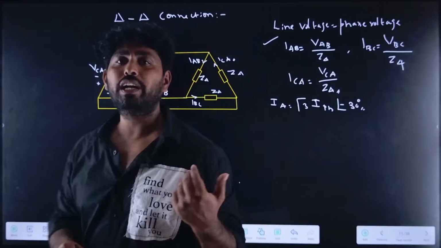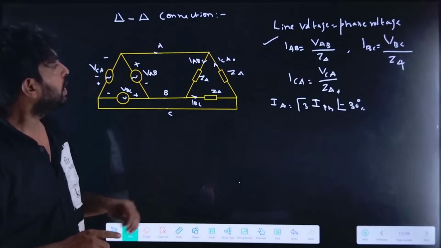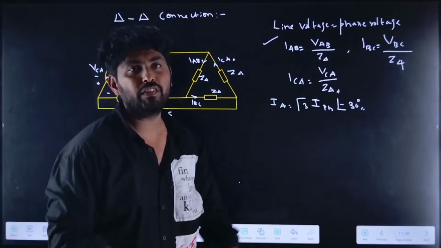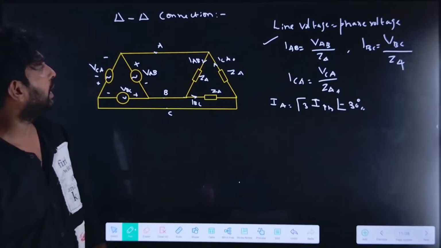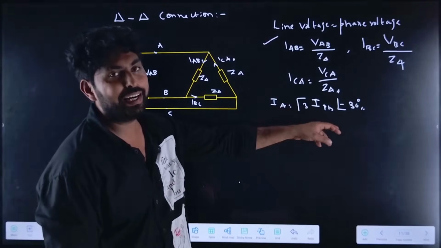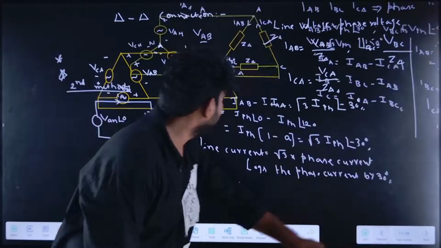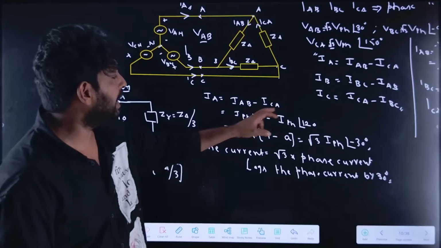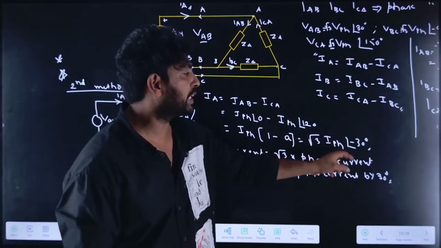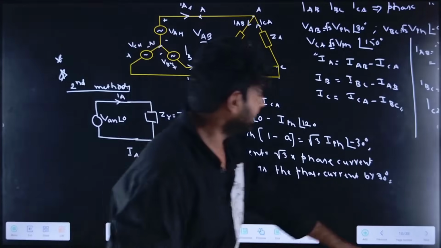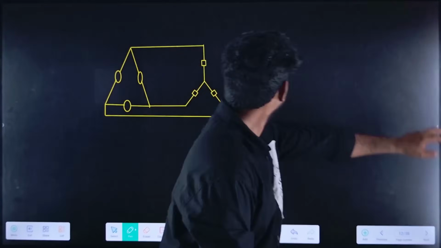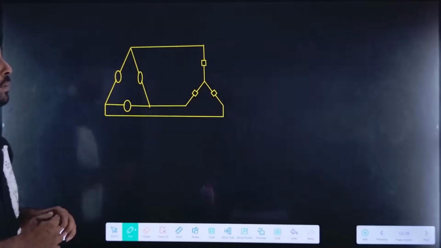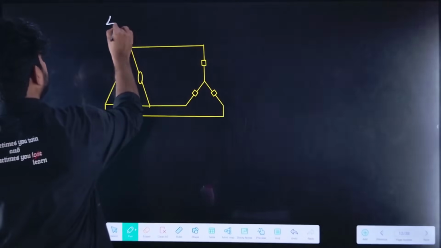In the simplest manner, here the line voltage is the phase voltage, and you can find the line current from this. If it is a delta connection, we have already derived IA equal to IAB minus ICA, and from that you can find √3 times I phase at an angle of minus 30 degrees. Now let us see the next one, which is the delta star connection.